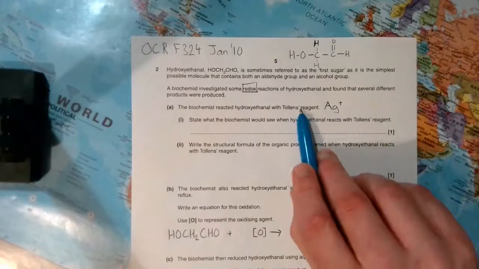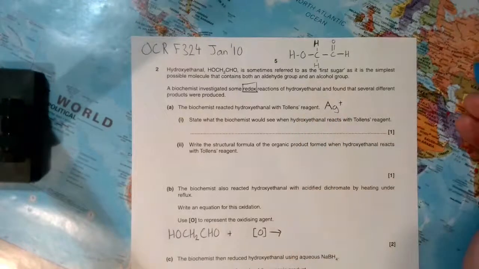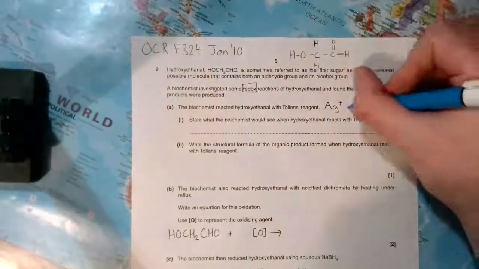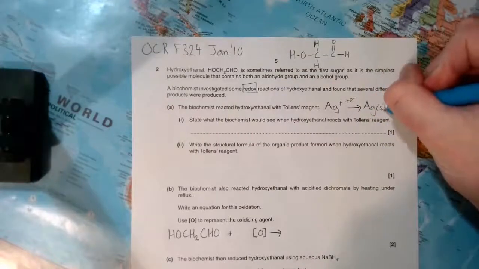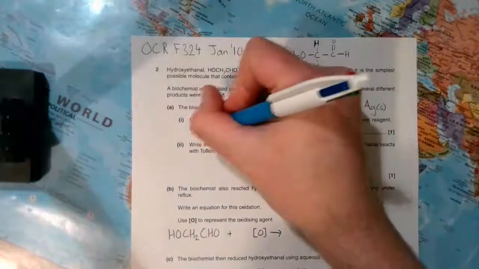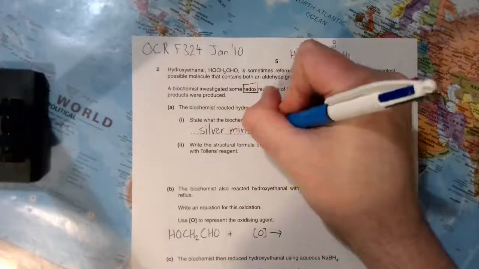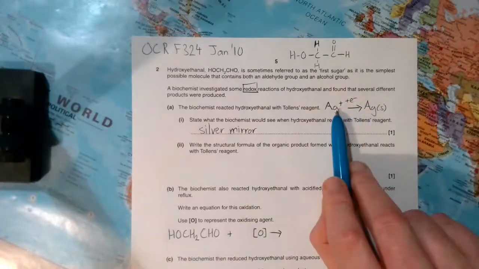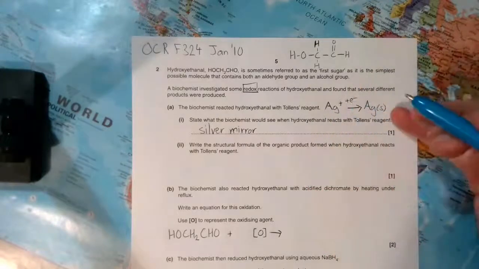Two things to know about Tollens reagent. The first is that it contains silver 1+, and it is an oxidizing agent, and the silver 1+ gets reduced, so plus an electron, to form silver. So what you observe, they want you to write a silver mirror. Often putting silver solid will get you the marks, but silver mirror is the thing they want. So the silver 1+ is reduced and it is an oxidizing agent.